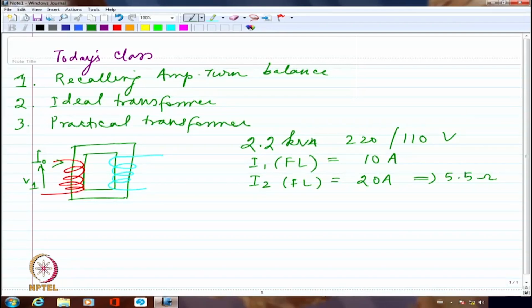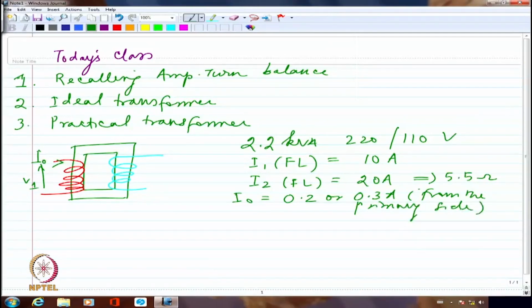If I am looking at the no load condition, the current from the primary side will be of the order of 0.2 or 0.3 amperes, nothing more than that. When this flux is established, I am going to have a secondary voltage induced across this winding, which will amount to 110 volts on open circuit condition.